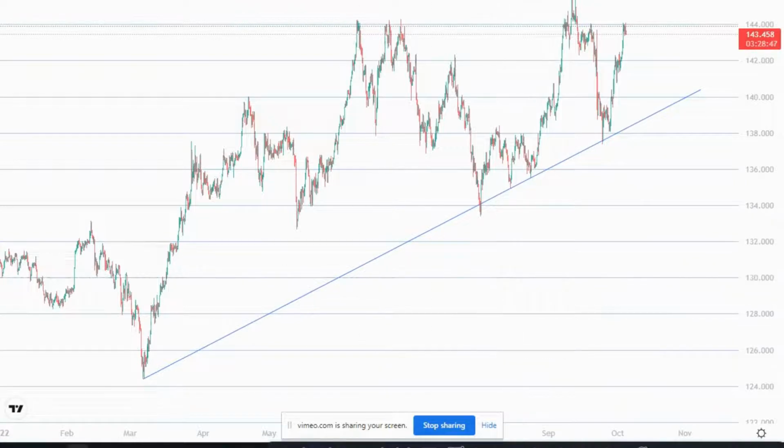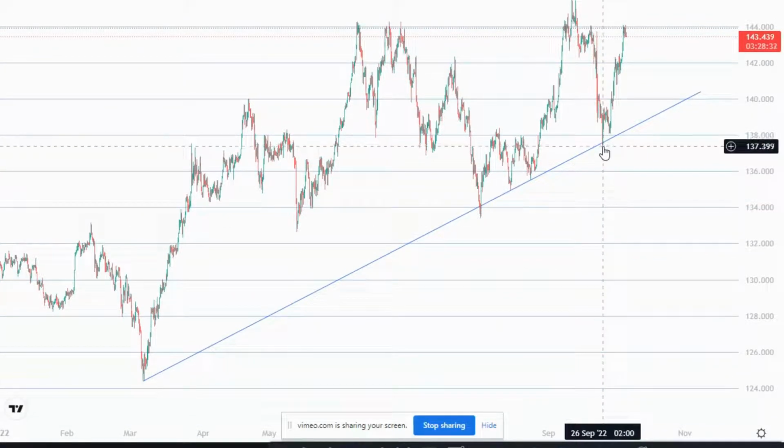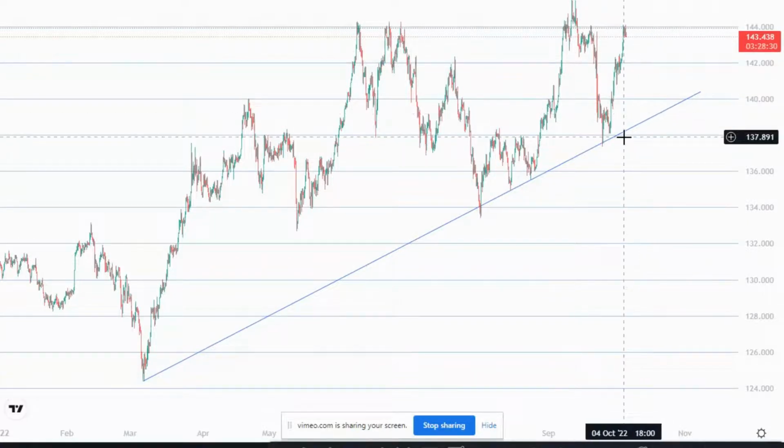So actually, we had a point here, we had a point here. This is a point, another point, another point, and that touch right here. So with these things, this trend line is very, very valid for the traders, right? They will be waiting for the next touch, which actually happened right here, for the market to move.